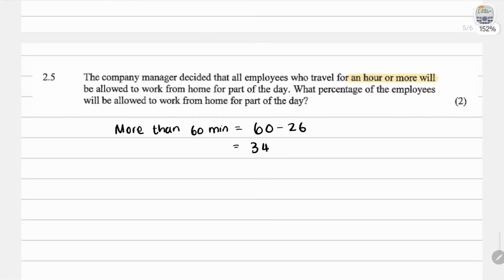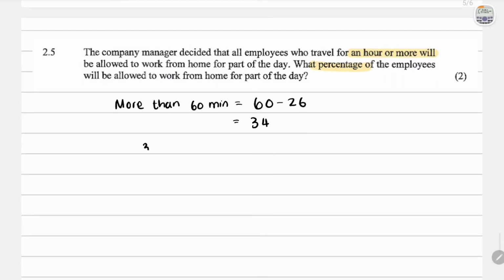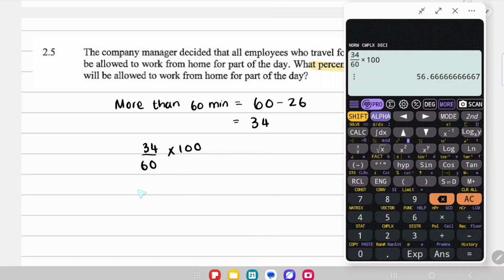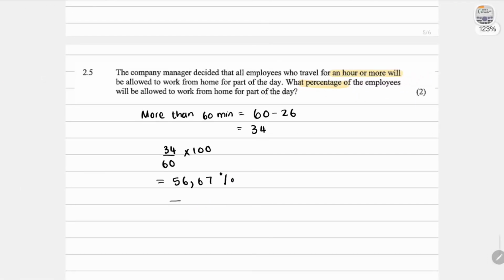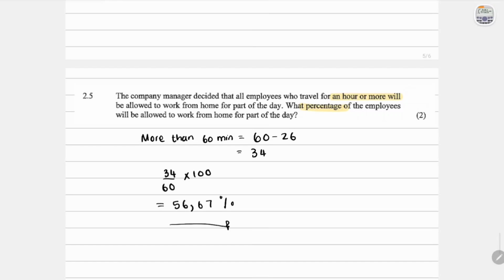But the question is, what percentage of the employees are allowed to work from home? So these 34 people, to put them as a percentage, we'll just say 34 over the total people, which is 60, times 100. And then we'll just find that answer. And that is about 56.67%. Okay, so that is the answer to that question. 56.67% of the employees will be able to work from home for part of the day.